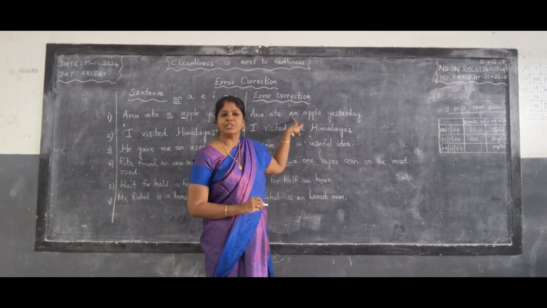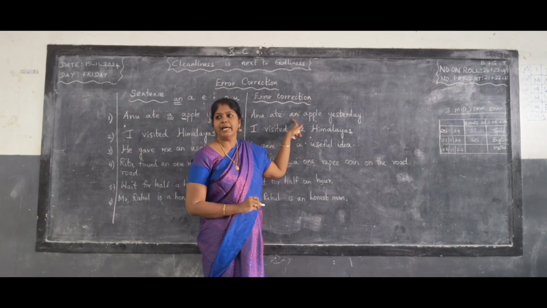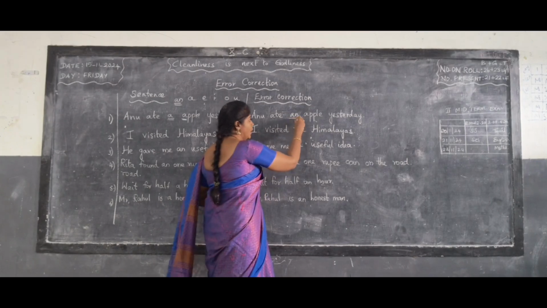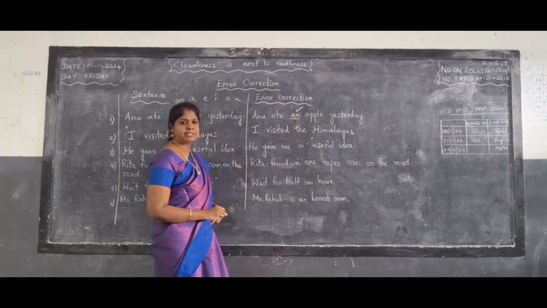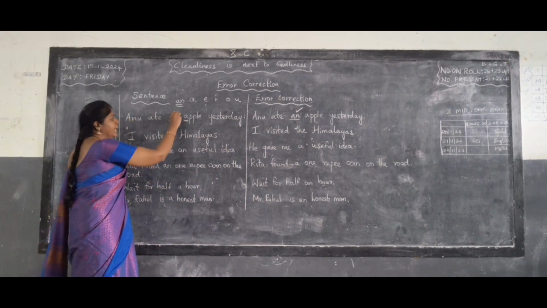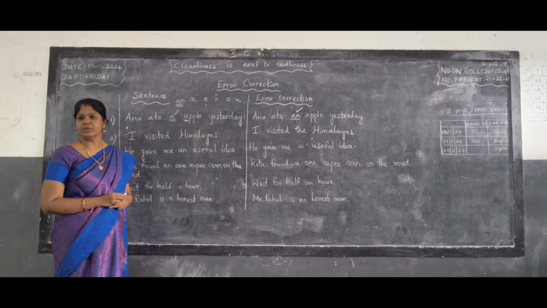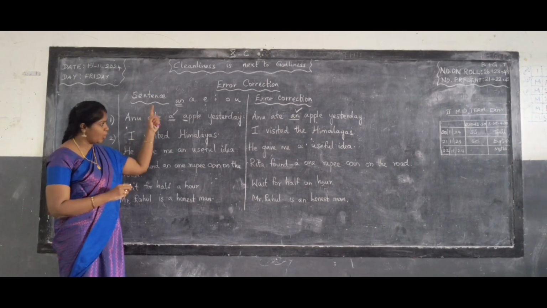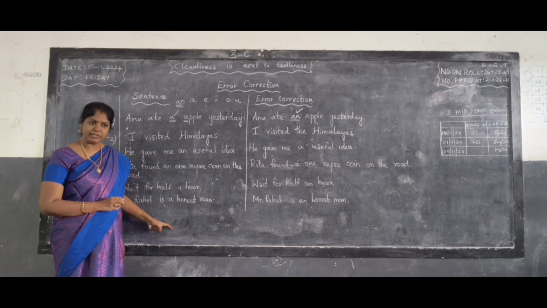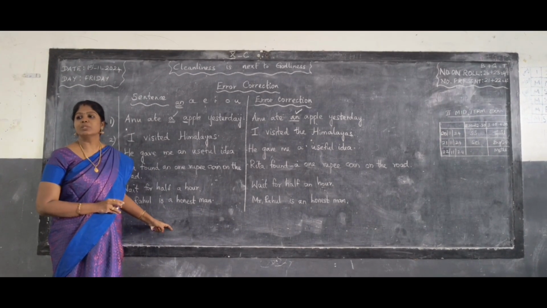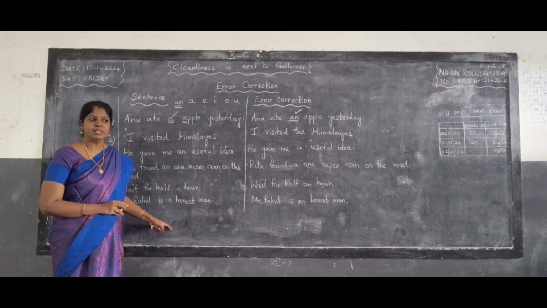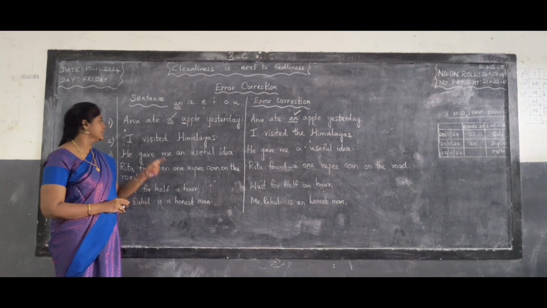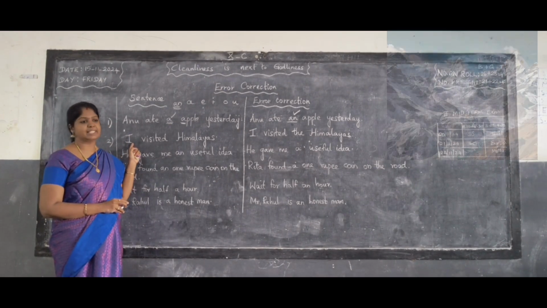So, what is the correction here? Anu ate an apple yesterday. So, an apple yesterday is the right answer, whereas a apple is the wrong answer. Okay. So, now we will move on to the next sentence. Here all the 6 sentences are with errors. The error is with the article. Now let us move on to the second sentence.